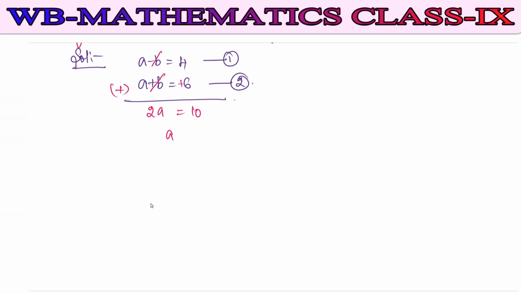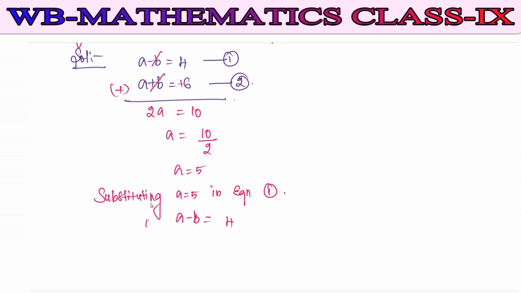A is equal to 10 by 2. We got a is equal to 5. Substituting a is equal to 5 in equation 1. So if you substitute, what we will get here, a minus b is equal to 4. This is equation 1, implies a is equal to 5, 5 minus b is equal to 4. When you shift this minus to the opposite side, here it will become plus. Here this plus will become minus, 4 is equal to plus b.